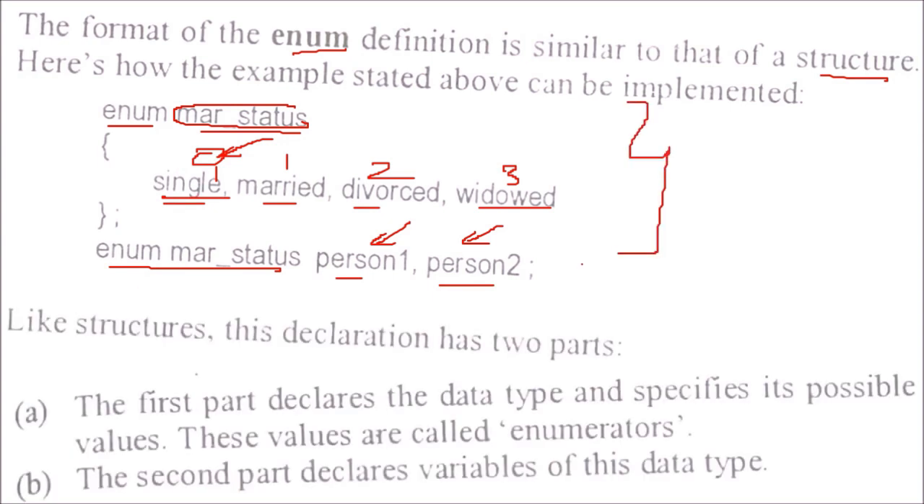Just like structures, this declaration also has 2 parts. The first part is declaring the data type, and it specifies its possible values. So this is the data type. These are the possible values. These values here, they are called enumerators. The second part is to declare variables of this type, that is person1, person2.